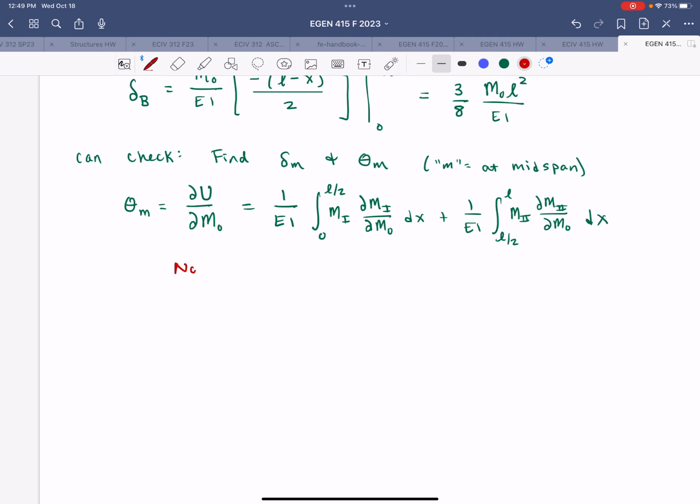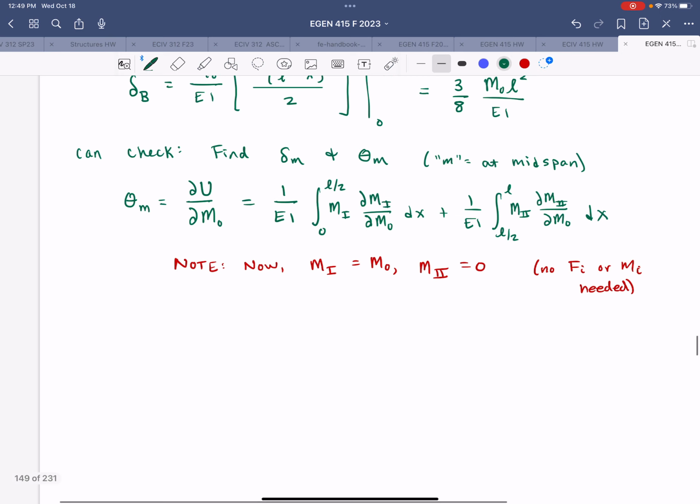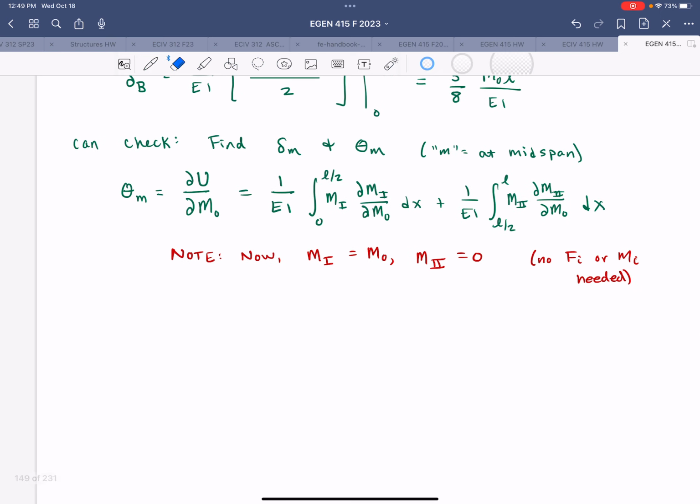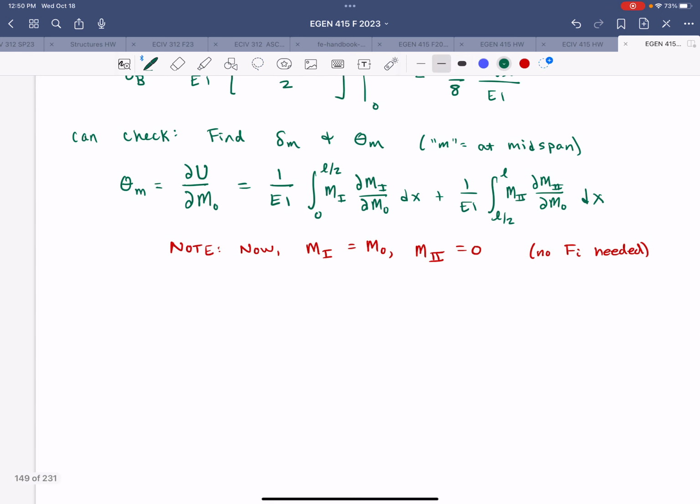All right, so note, now M1 is equal to m naught, and M2 is equal to 0. Right, no Fi needed. Technically, the Mi is m naught, right? So from that evaluation, we get the slope at midspan is equal to m naught L over 2EI.